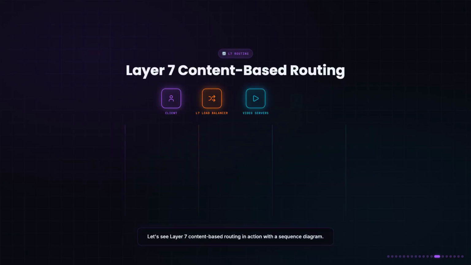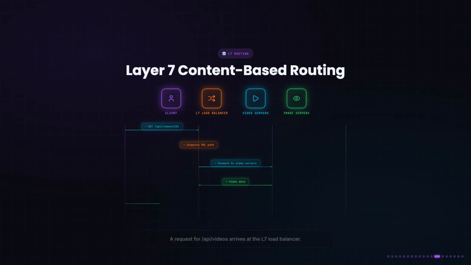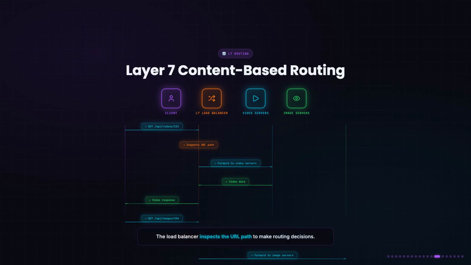Let's see Layer 7 content-based routing in action with a sequence diagram. A request for /api/videos arrives at the L7 load balancer. The load balancer inspects the URL path to make routing decisions. Video requests go to dedicated video servers, image requests to image servers. This enables sophisticated routing for microservice architectures. Each service type can have its own optimized server pool. The L7 load balancer acts as a smart reverse proxy.